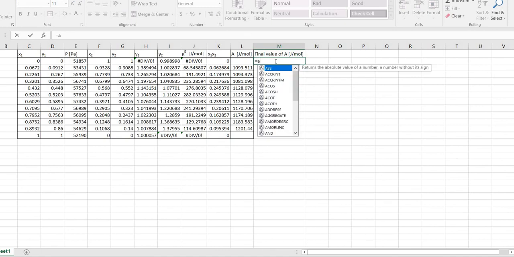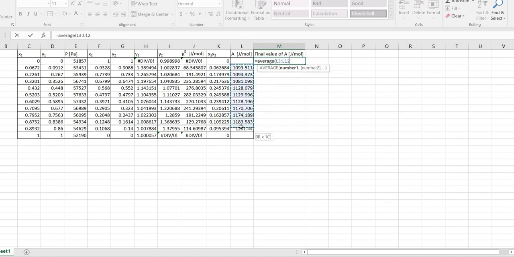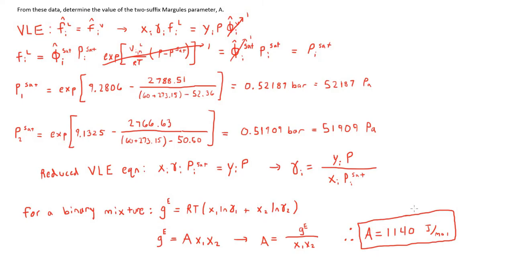Now to get our effective value of A, we're going to calculate the average of all of the A's calculated at each data point. And this is our final answer for A. From this model, using the experimental data, we're able to estimate that the two-suffix Margules parameter A is approximately 1,140 joules per mole.